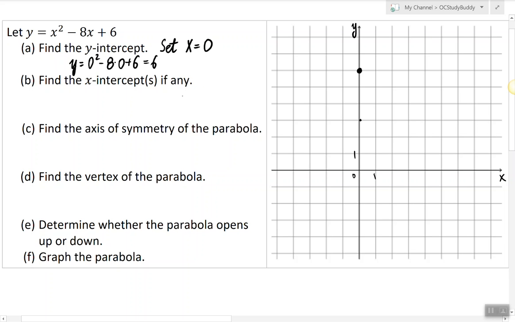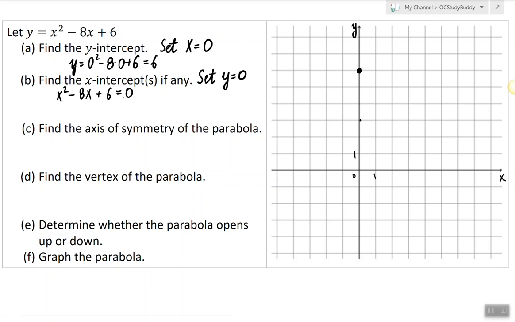Find the x-intercepts if any. What does if any mean? If any means that the parabola doesn't have to have x-intercepts. A parabola can completely avoid the x-axis. But to find them, if they do exist, we set y equal to 0. Setting y equal to 0 gives us the following quadratic equation. And now, to solve it, we have plenty of choices.